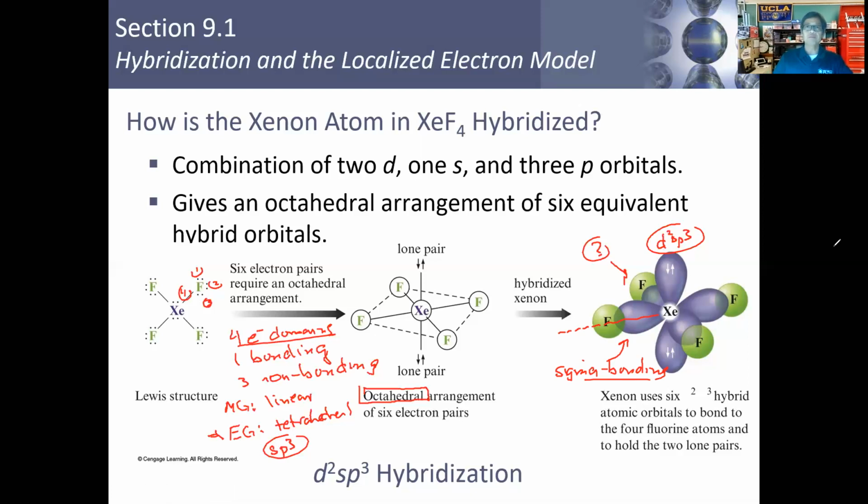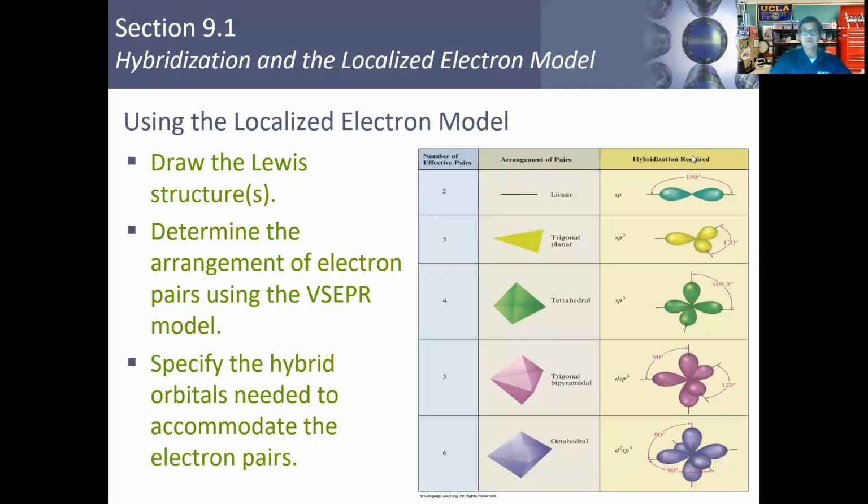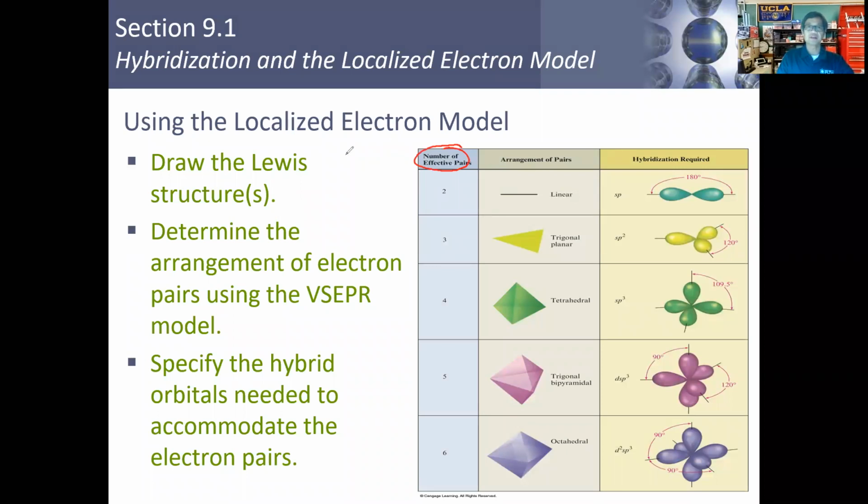All right. So with that said, this next slide summarizes for us the relationship between the bonding, and these are referred to in the book as effective pairs. These are the electron domains. So let's make sure you keep that in mind. These are the electron domains that we've talked about.